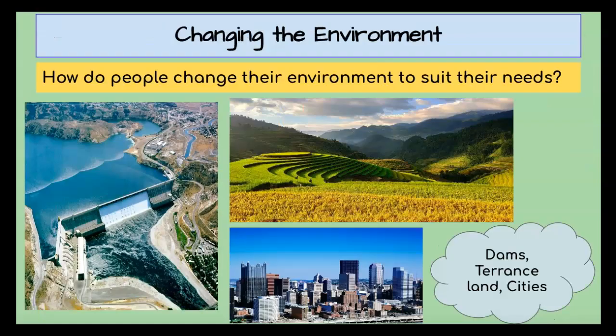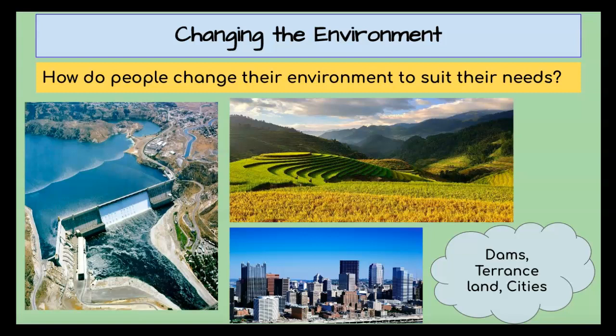So as we depend on these natural resources, we have to change our environment, right? So we need to ask the question, how do people change their environment to suit their needs? People have built dams, and dams were built to regulate water supplies. But the negative effect to that is if it breaks, what happens? All the water is going to go everywhere. And it's going to displace people, displace wildlife.